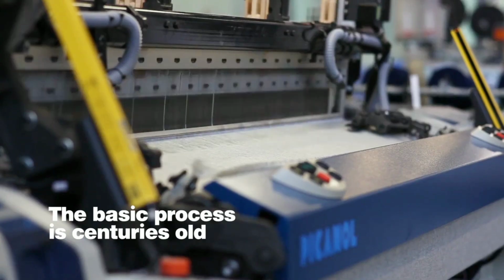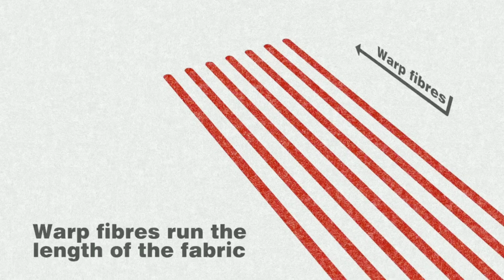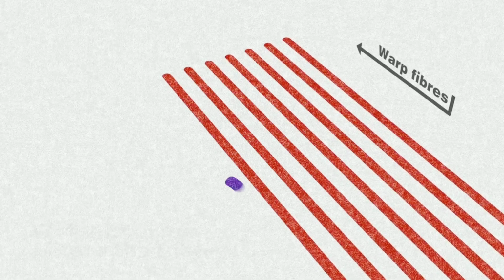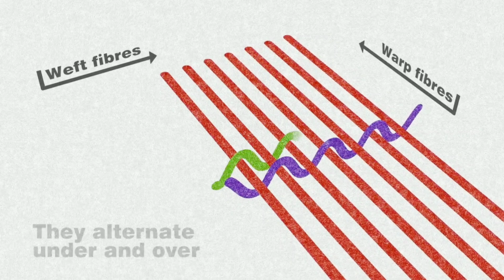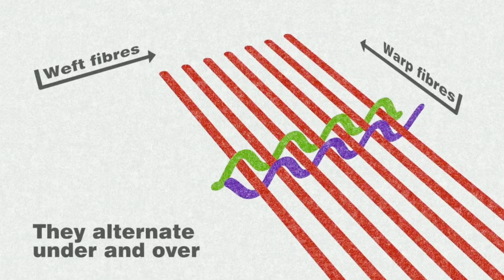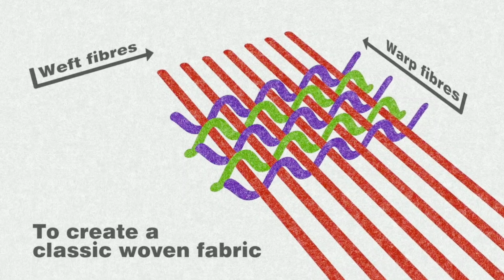The basic process is centuries old. Warp fibers run the length of the fabric. Weft fibers run across the fabric. They alternate under and over to create a classic woven fabric.